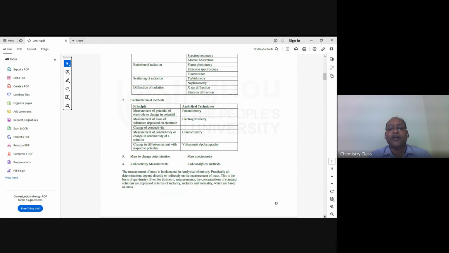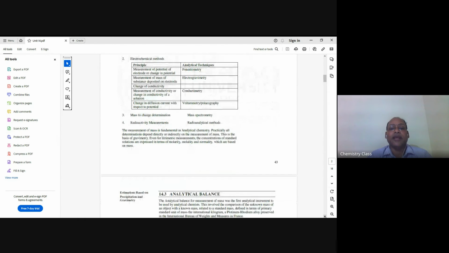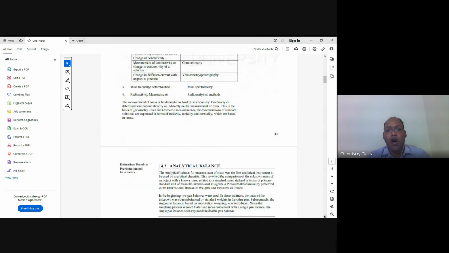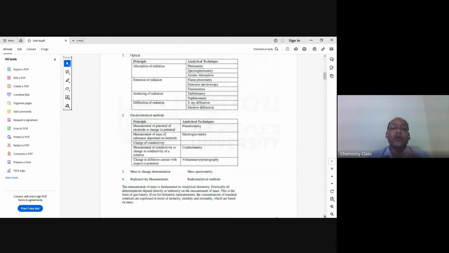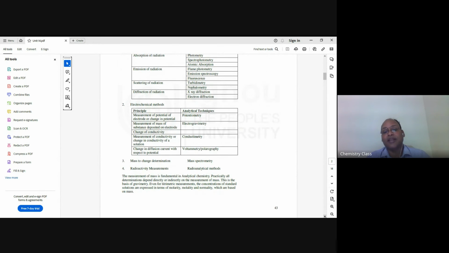Then for mass determination, mass spectrometry. For radioactivity measurement, radioanalytical methods. All these techniques we have to learn, but you have to understand which principle is used in which technique. That is the most important thing.